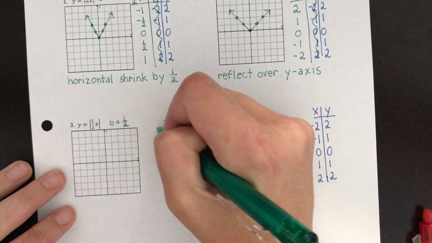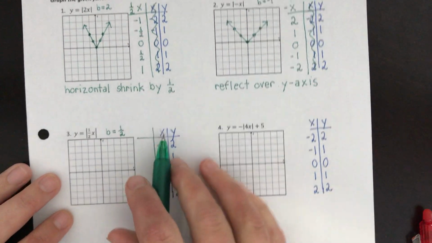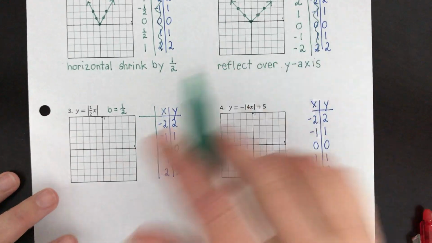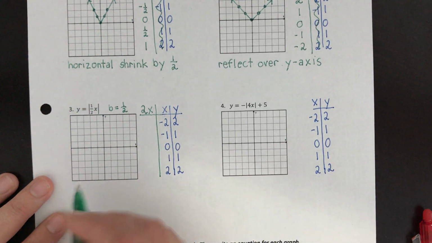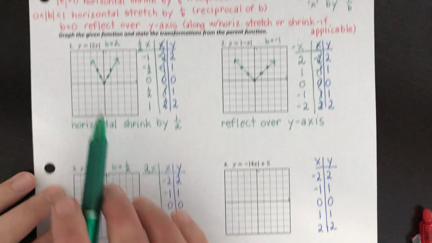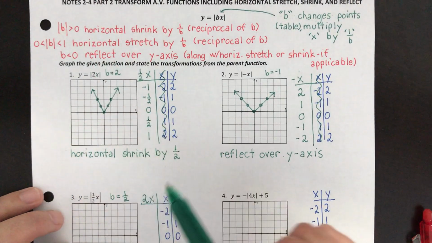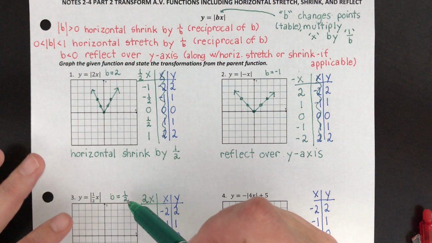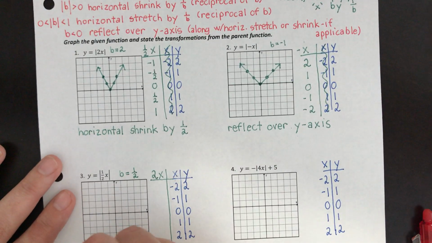So I'm gonna go ahead and start this part. Remember, we're gonna multiply our X values by the reciprocal of B, or 1 over B. Okay, so in this case, we're gonna multiply our X values by 2. All right, and let's talk about what the transformation would be. So if you take that B value, take the absolute value of it, it's not less than 0, so it's not a reflect. If you take the absolute value of it, that still would be a 1/2. All right, that lies between 0 and 1. So that's your horizontal stretch.